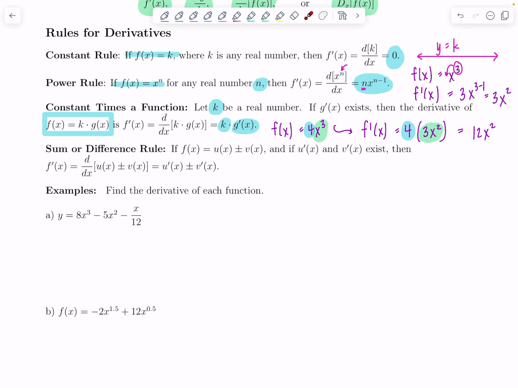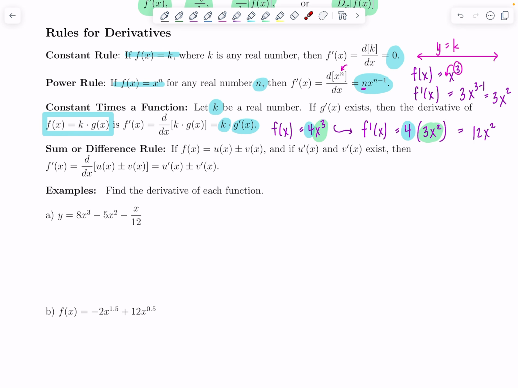Okay, and then the last rule tells us if your function involves addition or subtraction of multiple terms, and as long as you can differentiate each of the terms, then when you take the derivative, you just go term by term. Okay, so you don't need to sit there and make flashcards with these rules, just know how to apply them. That's the most important thing. So let's practice right now. How exciting.